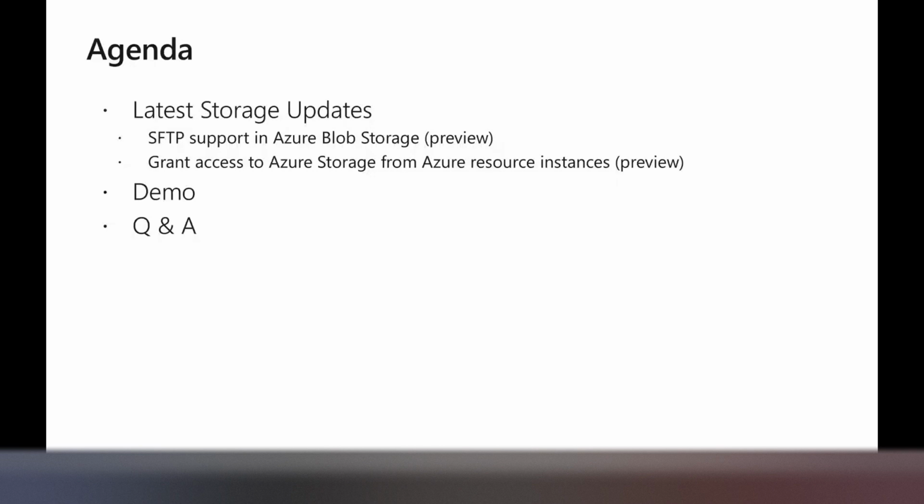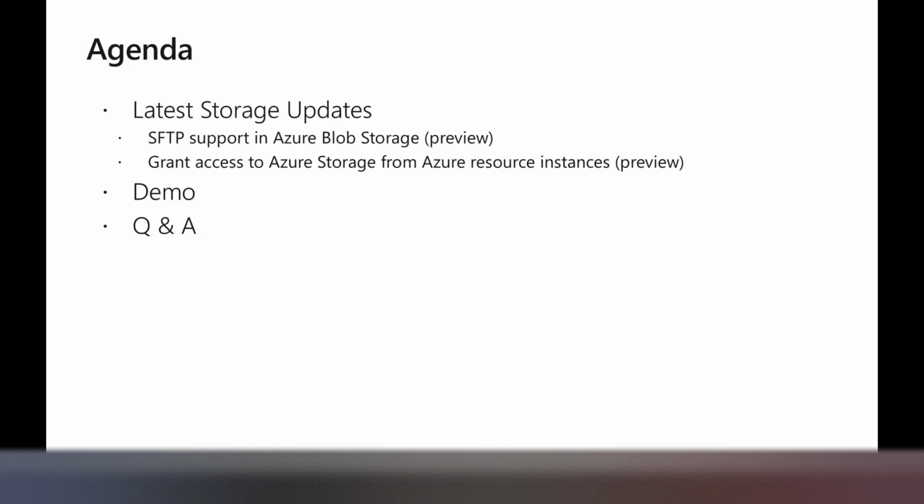So the two updates that we're going to talk about is first of all support for SFTP with Azure Blob Storage. That's currently in public preview, and it's not available in all regions. I have a link to the documentation which describes what regions are available, and it's not available for all storage account types. I think it's only available for LRS and ZRS, not available for GRS. Okay, and we will talk about it in a second.